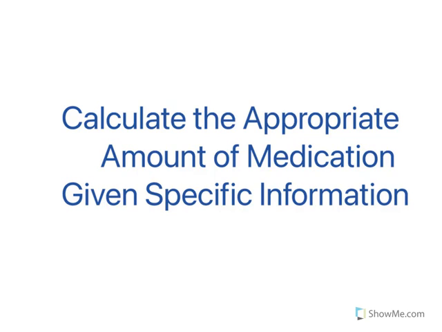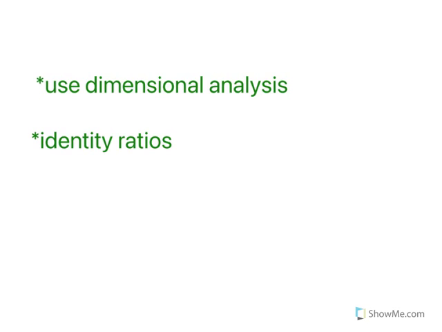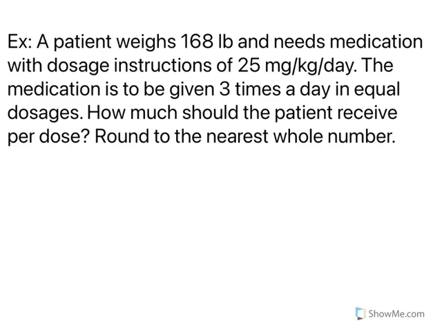Calculate the appropriate amount of medication given specific information. So we are going to use dimensional analysis and identity ratios to do this, thinking through the pounds to kilograms, in that there's more than one way to do this. Depending on what you use, you might get answers that are slightly different, but we're looking for the basics. All right, so let's think through this.